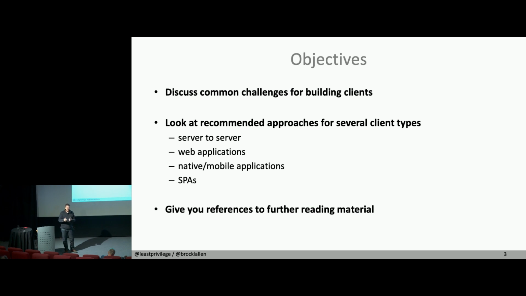I want to basically discuss the common challenges you will face building a client for an OAuth or an OpenID Connect based system. And it turns out these challenges are always the same regardless of what type of client you're building. But then once you're building a very specific client, obviously every client type has other little gotchas and things to look out for.